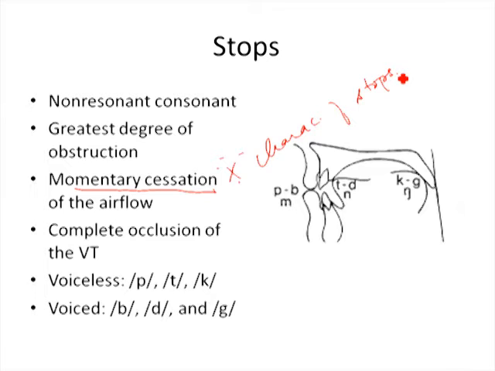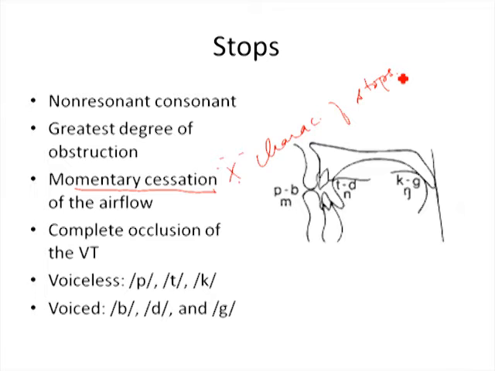You momentarily prevent the air from flowing, okay? So there's a momentary cessation of the airflow in producing any sound. So take that articulatory position for p, b, t, d, k, g, and see, before you release those sounds and before they can be heard as an audible sound, think about what happens to the airflow. There is a complete block of the airflow. So there's complete occlusion of the vocal tract, okay?